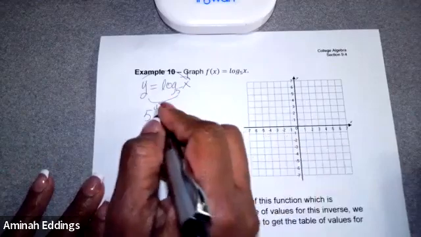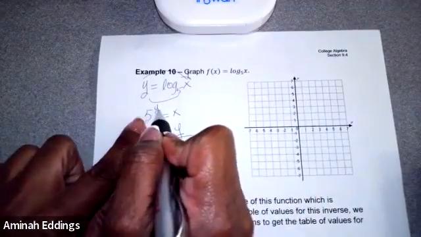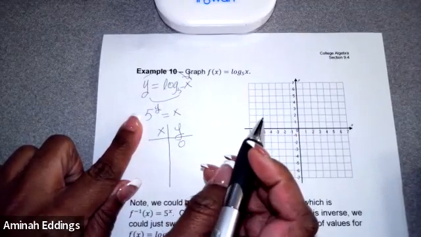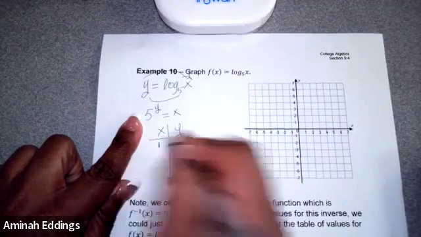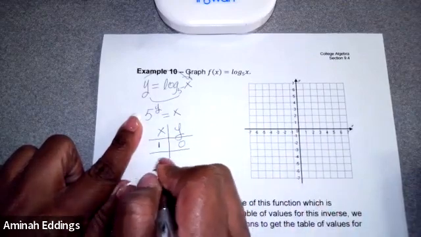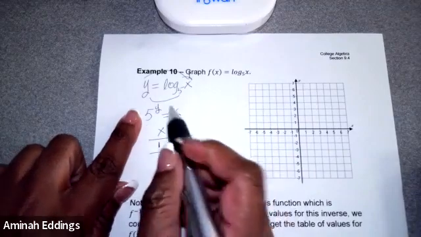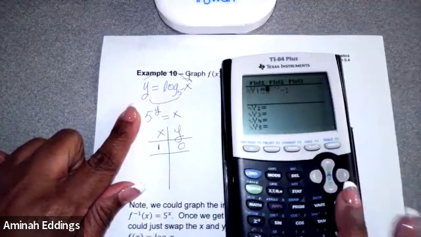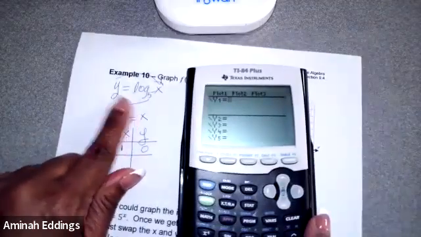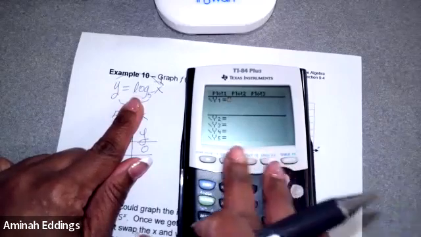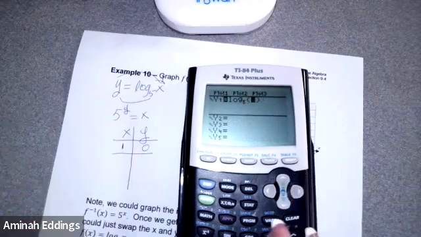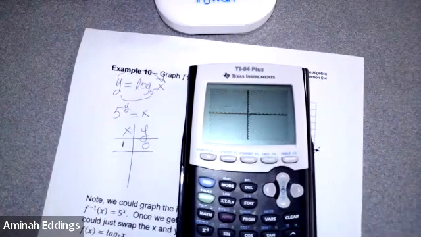For example, if I made y 0, 5 to the 0 power is what? 1. Anything to the 0 power is 1. So that's where it's coming from. Now, let's go to the calculator and just come up with some points. I'm going to go to y equals, and type this function in. So y is equal to log base, I need alpha window, number 5, so log base 5 of x. And then I'm going to graph it, zoom 6.